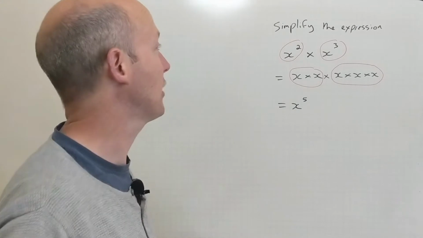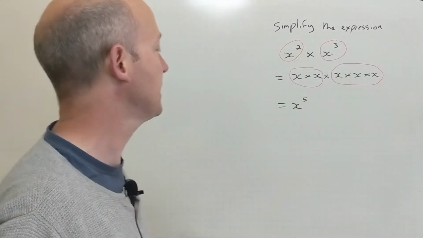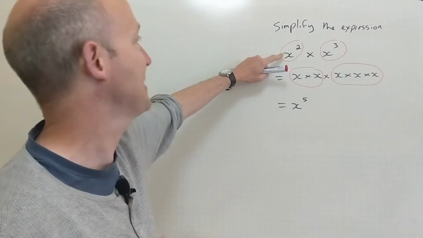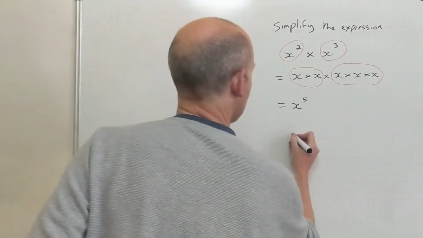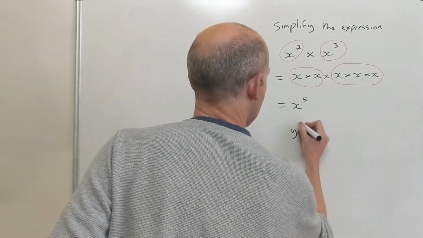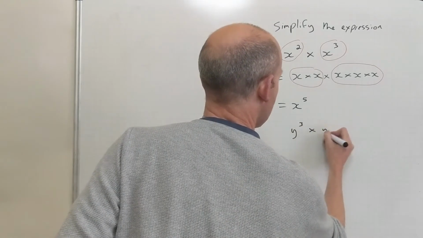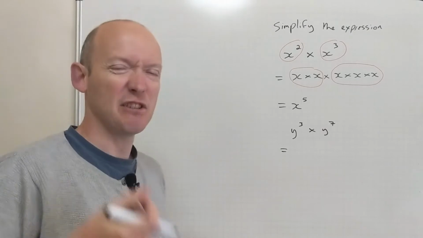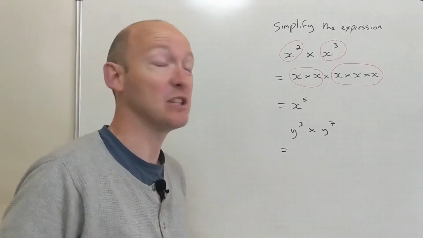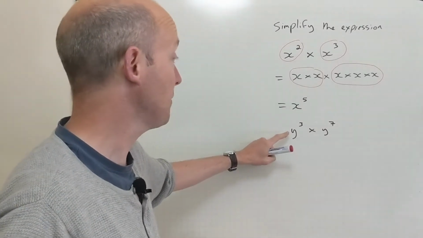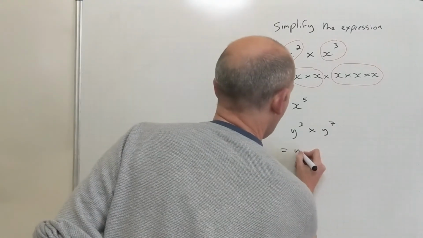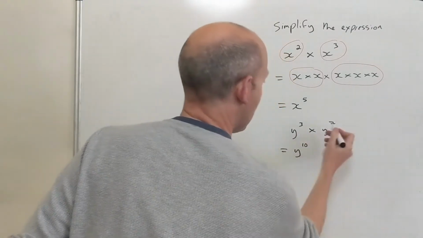A very common wrong answer here is people go 2 times 3 is 6. But when you're multiplying powers of the same thing, you add the powers together. Let's look at a couple more examples. So I'll try y to the power of 3 times y to the power of 7. Now here it would be a little bit tedious to write all those y's out, and we don't need to. We've got 3 y's being multiplied by another 7 y's being multiplied. Well, that will be y to the power of 10. Just add the 3 and the 7.